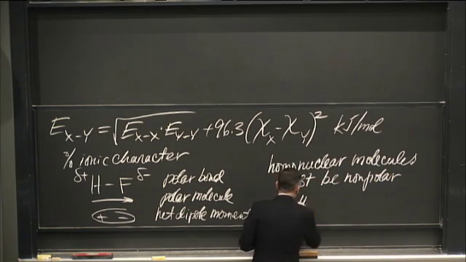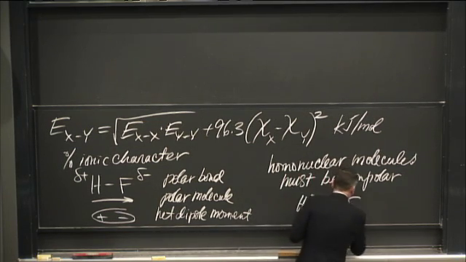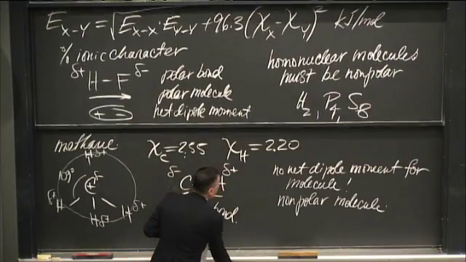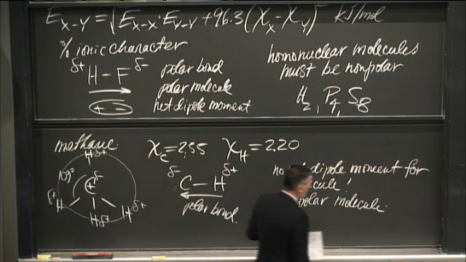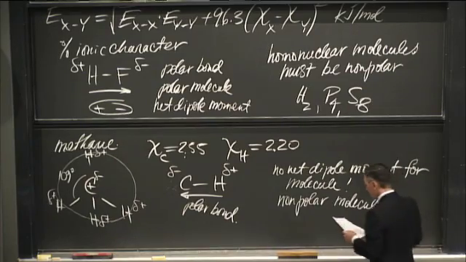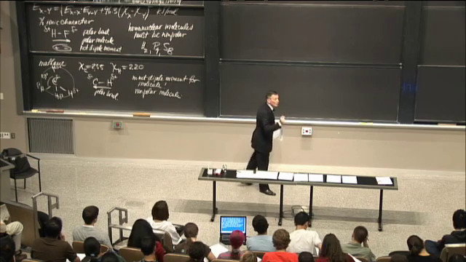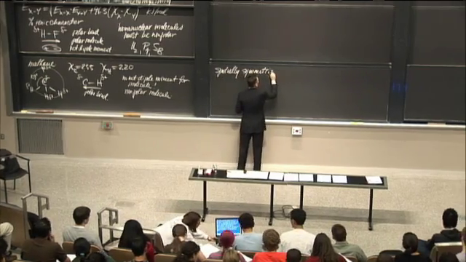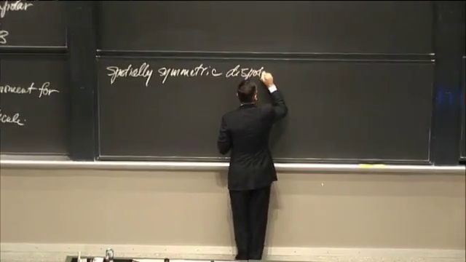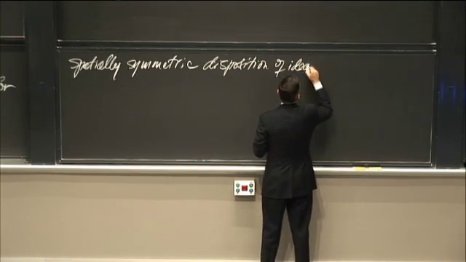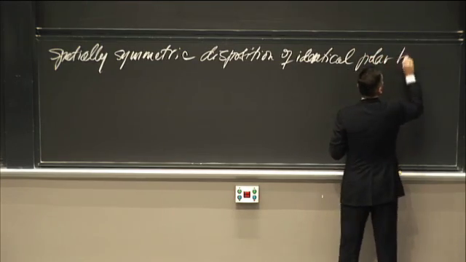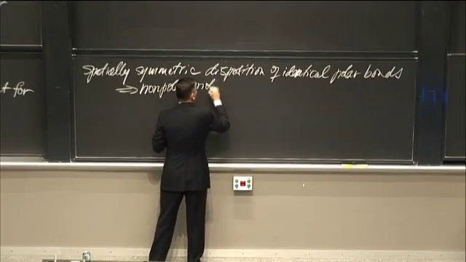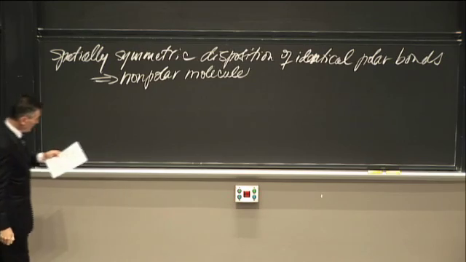So you can look at things like H2, P4, S8. These things are all nonpolar. I don't care what their structures are. It doesn't matter. This one here is definitely polar. And then the last one here that we're looking at, methane, is nonpolar because we have spatially symmetric disposition of identical polar bonds. Spatially symmetric means there's a three-dimensional symmetry. A spatially symmetric disposition of identical polar bonds leads to a nonpolar molecule, because the centers of positive and negative charge are co-located.